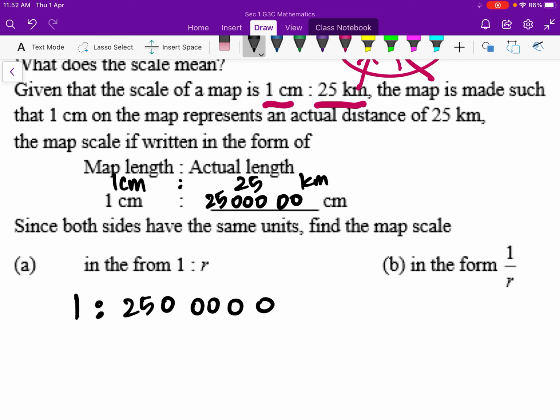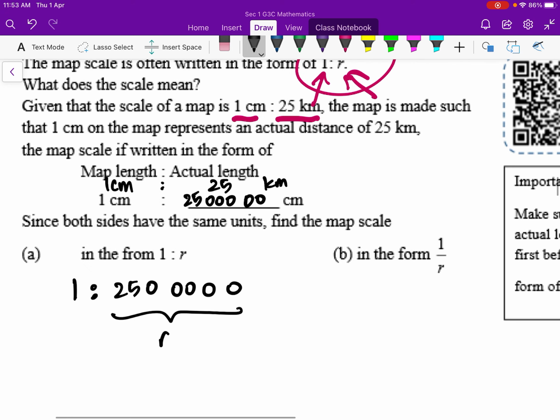This is the map scale, in the form 1 is to R. If they ever ask you to find the value of R, this is R. But typically the question will be write it in the form 1 to R. So this is what you write as your answer. And obviously, in part B, in the form 1 over R, it will be 1 over 250,000,000.